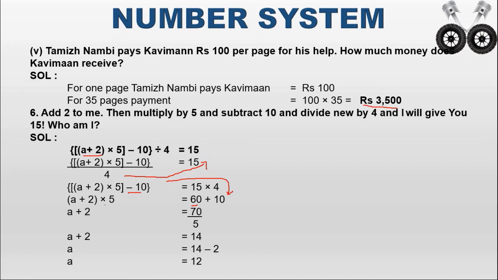Again on the LHS we have 5, which is multiplication. When it comes to the RHS, it is division. So multiplication is converted into division. So 70 divided by 5, the value is 14. Again on the LHS we have plus 2. When it comes to the RHS, it is converted into minus 2. So a equals 14 minus 2, which is equal to 12. So now the value of a is 12. That means, who am I? I am 12.